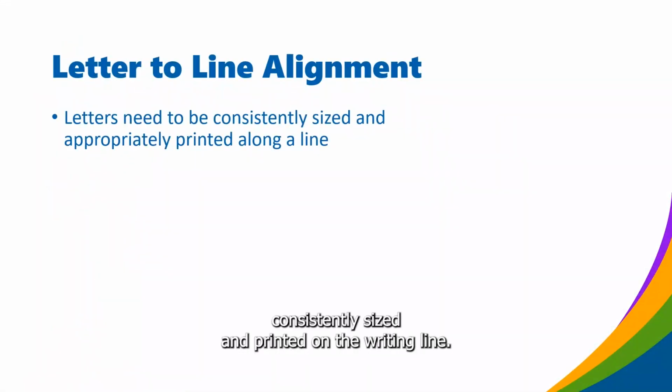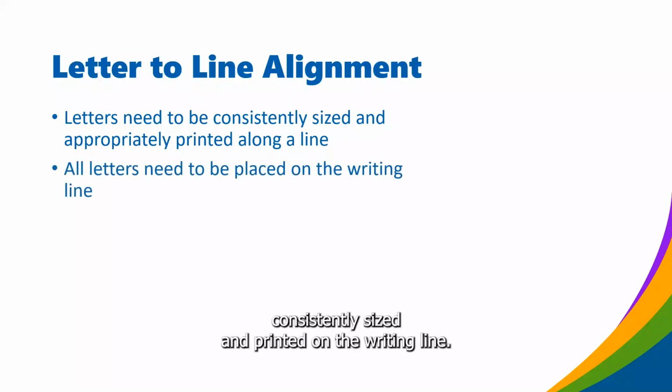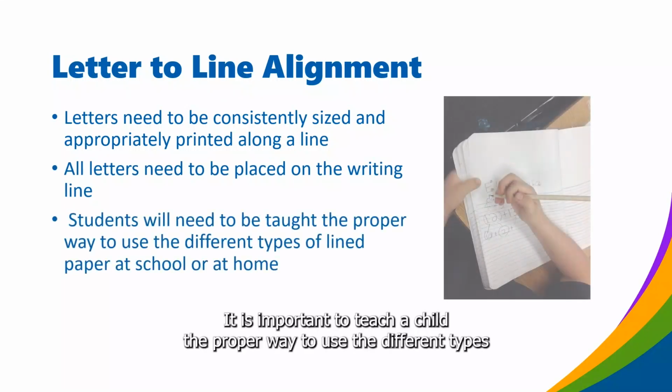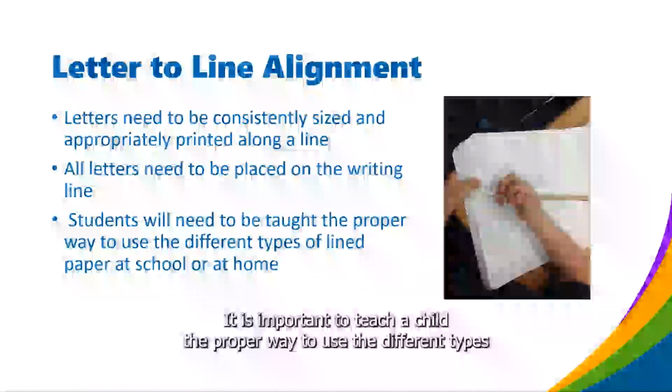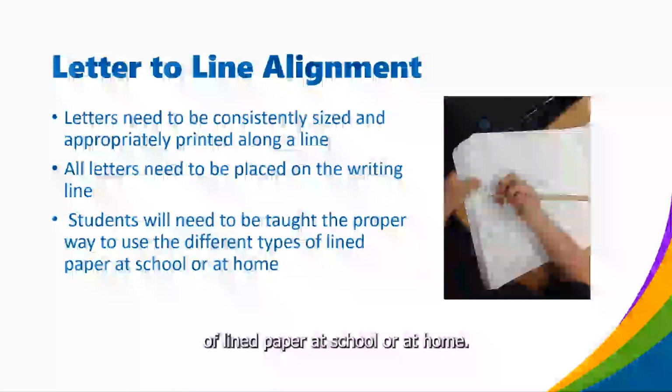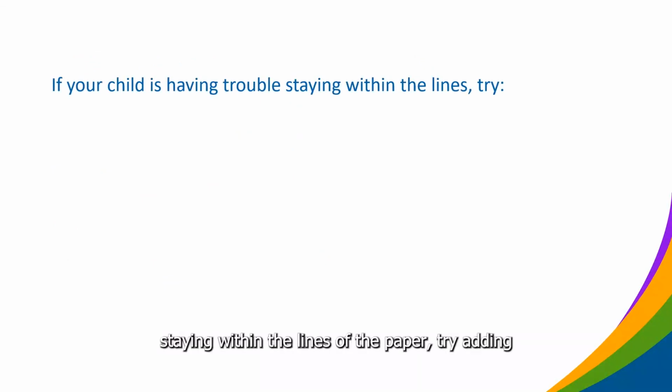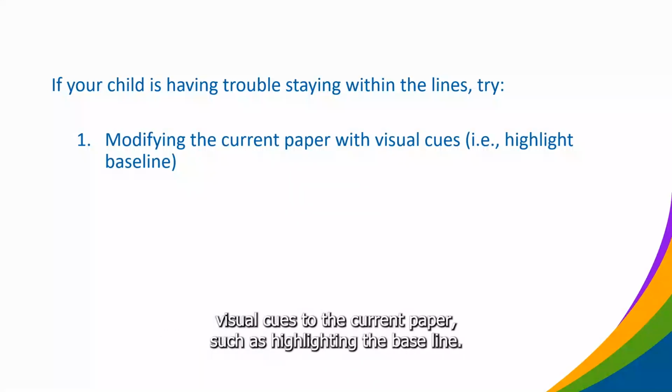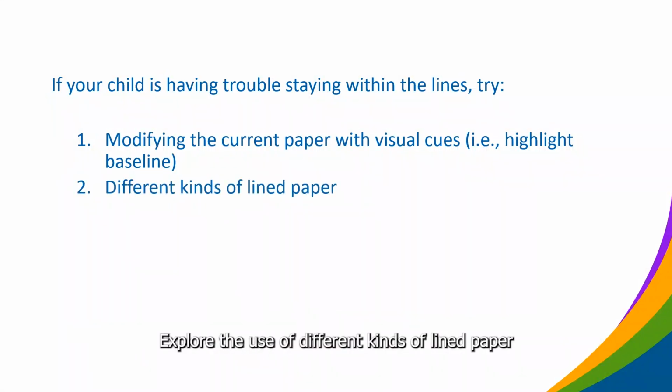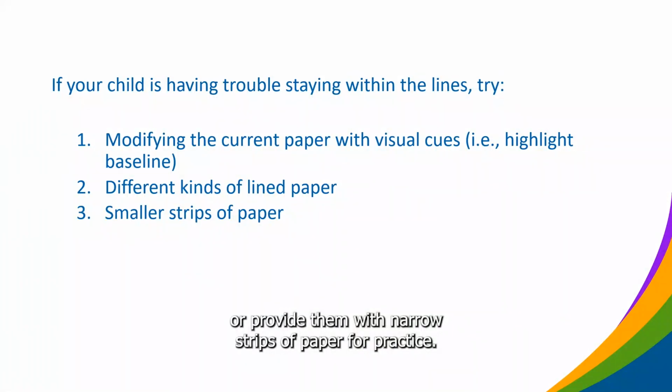Letters need to be consistently sized and printed on the writing line. It is important to teach a child the proper way to use the different types of lined paper at school or at home. If a child has trouble staying within the lines of the paper, try adding visual cues to the current paper, such as highlighting the baseline. Explore the use of different kinds of lined paper, or provide them with narrow strips of paper for practice.